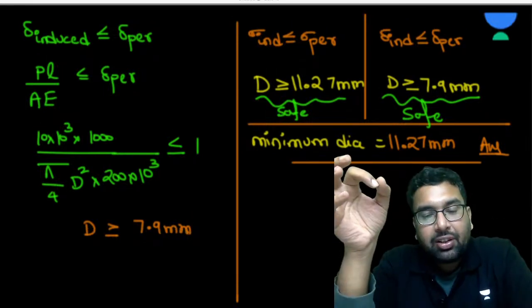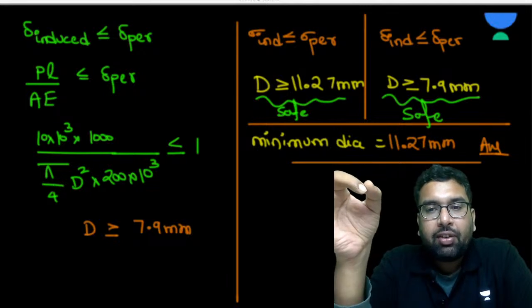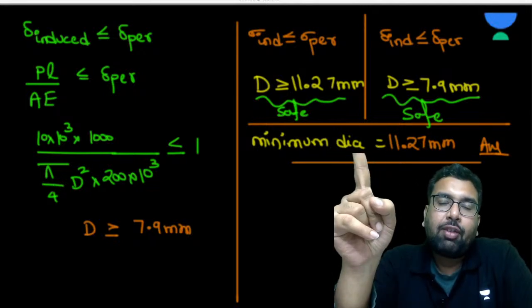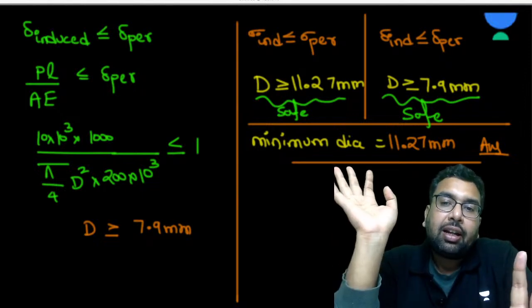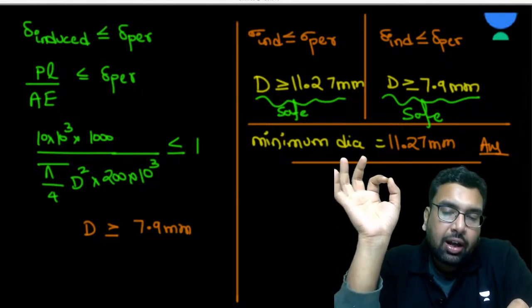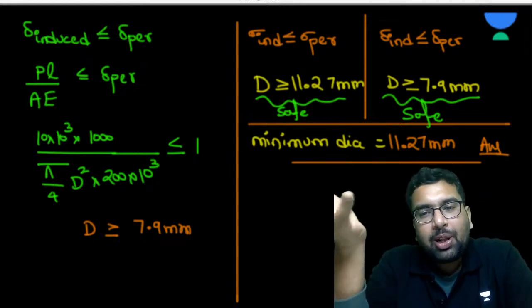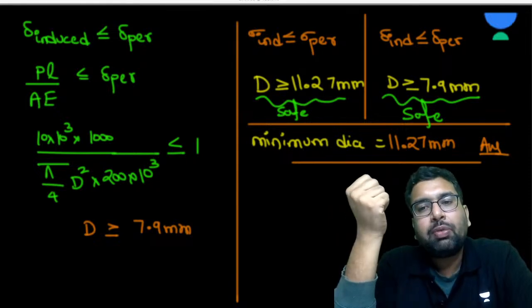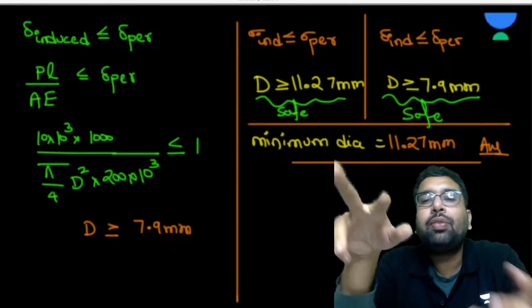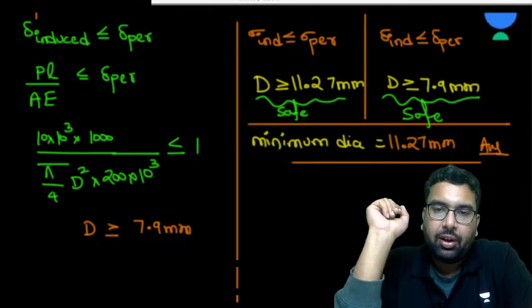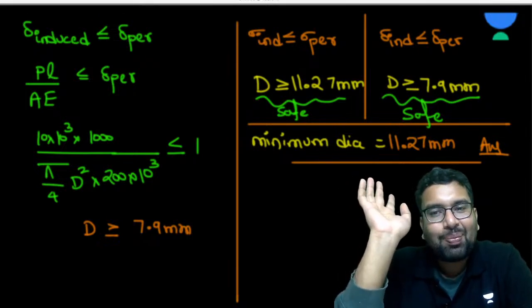The first equation says that if you want to be safe, the diameter should be greater than 11.27. The second condition says that if you want to be safe, the diameter should be more than 7.9 mm. So what should be the final answer? It should be 11.27, because when you answer 11.27, you are satisfying both conditions. Understood? So the answer is 11.27.